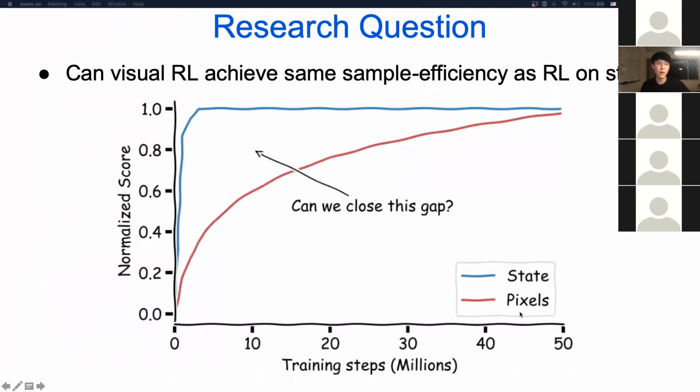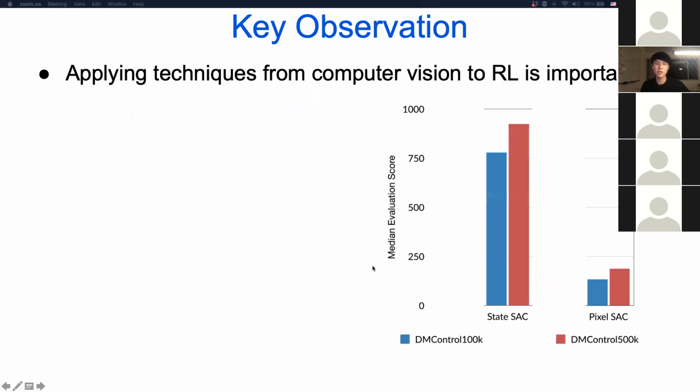So we thought about the following question. Can vision-based reinforcement learning achieve the same sample efficiency as state-based reinforcement learning? In other words, we want to reduce the gap between the blue curve and the red curve, as shown in this figure. We studied this direction very actively last year, and we found that applying techniques from computer vision to reinforcement learning is very important to solve this problem.